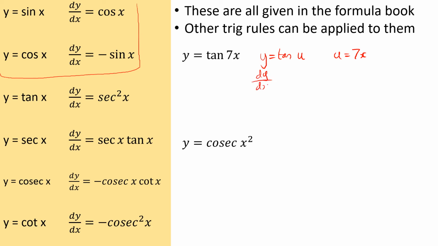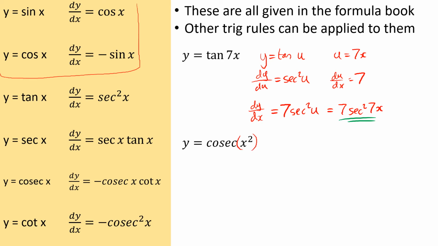And we differentiate them both, which will give us sec squared of u for dy du, and du dx is equal to 7. Then to get our differential using the chain rule, we just multiply those 2 things together: 7 sec squared u, which should be 7 sec squared 7x. There's our final answer.